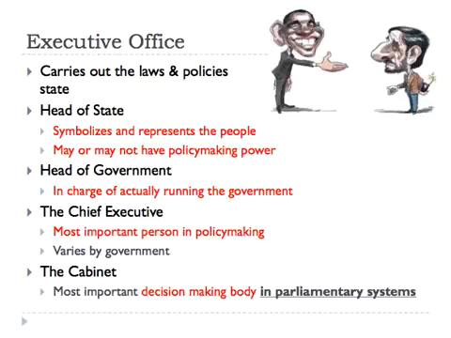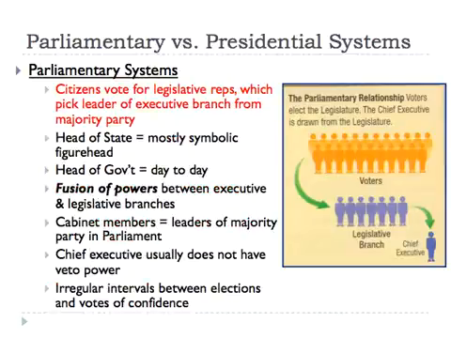But maybe it shouldn't be the way it was written down. There's the chief executive, the most important person in policy making. And then there's the cabinet, the most important decision making body, usually in the parliamentary system. So the difference between those two, for the parliamentary and presidential system.